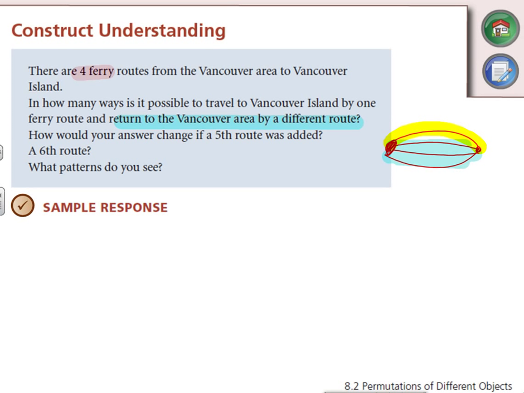So for every single option, if we go with the first one, the top one, there's 3 other options to go through. If we go with the second one, there's 3 other options for the way back. If we go with the third one, there's 3 other options. And if we go with the fourth one, there's 3 other options. So there's 3 options for all 4 routes. So the way we're going to do this, fundamental counting principle. On the way there, on the way back.